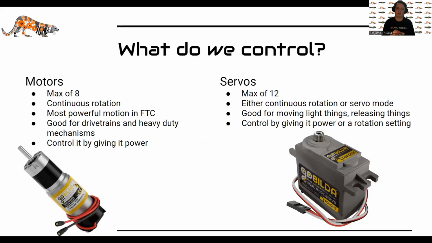And you control it by giving it a certain amount of power, and that's how much power it'll apply to its rotation. Servos, you get a maximum of 12, and they either have a continuous rotation or just standard servo mode. Continuous rotation acts like a smaller version of a motor. You just give it a power and it rotates that amount infinitely until you tell it to stop or change its power. While the normal servo mode allows you to set a position and then it'll rotate to that exact position every time, which allows you to have a toggle if you have a flap you want to open to 2 positions. Servos are great for that. They're great for moving light things and releasing things. You give it power if it's continuous rotation, or you give it a rotation setting if it's a normal servo setting.